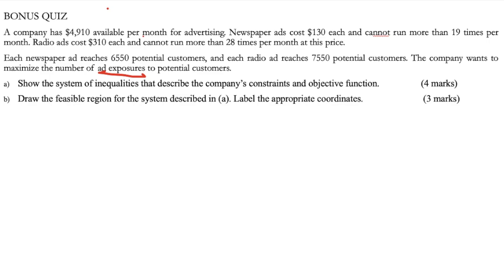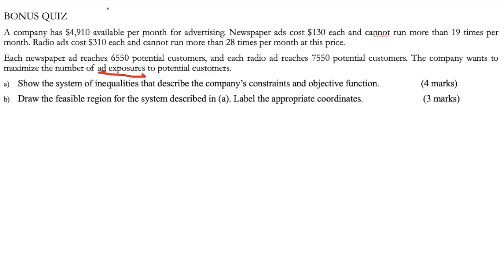So try to understand the story first. In order to reach customers, you have to create advertisements. In this case, this company has two types of advertisements: advertisement using newspapers and also radio. And to produce advertisements, it needs cost. The total budget that the company has is 4,910. Each newspaper ad costs 130, and the price of a radio advertisement is 310.